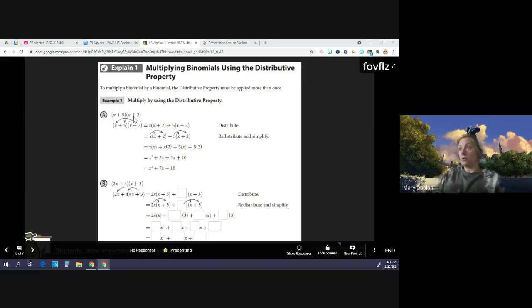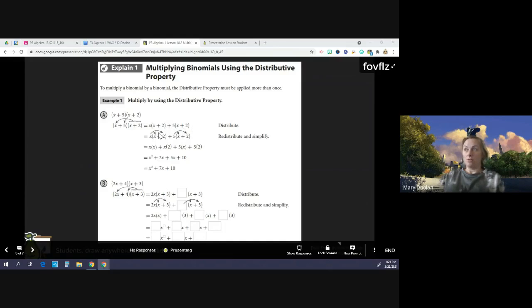And so basically, the way we do that is, you can see we have an example here, x plus 5 and x plus 2. Those are both binomials. And so what we're doing is taking one of the binomials and distributing it into the other binomial. So it becomes x times (x plus 2) and 5 times (x plus 2).